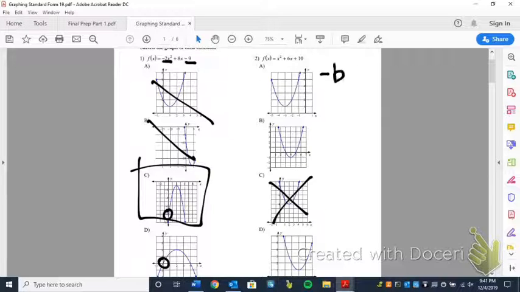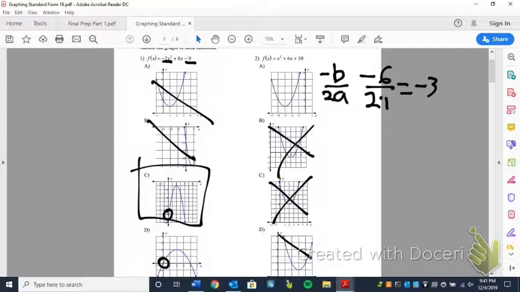And here the axis of symmetry, remember, is x equals negative b over 2a. So that's negative 6 over 2 times 1, or negative 3. Well, which one of these has an axis of symmetry at negative 3? Not B, not D, so that leaves A.